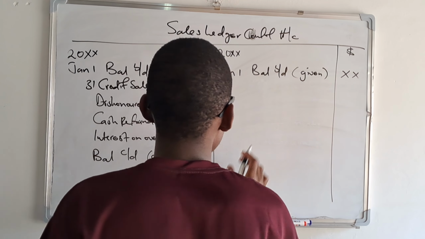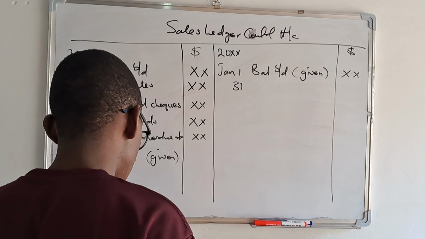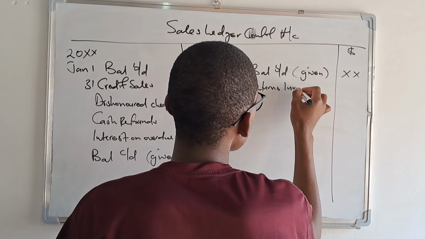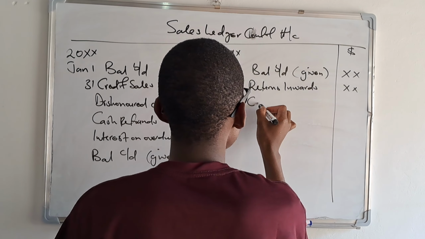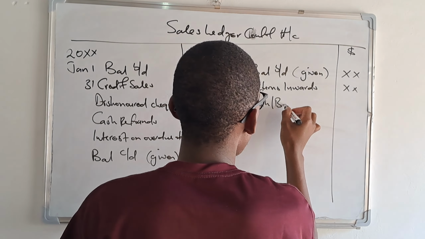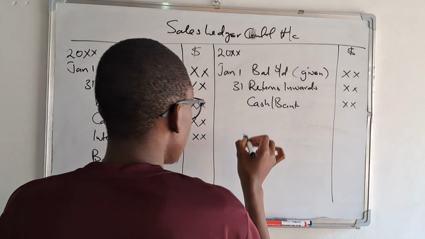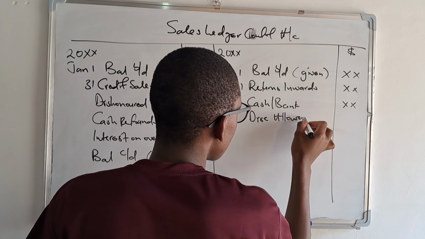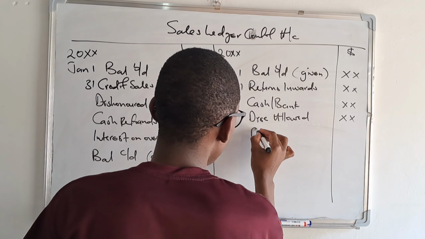Moving on to the credit side. The credit side, write 31. During the month we might have returns inwards. You may also have cash or bank. Money received from customers, you record it on the credit side. You may also have discount allowed. You record discount allowed here. You might also have bad debts.